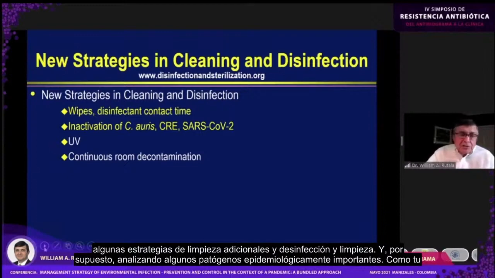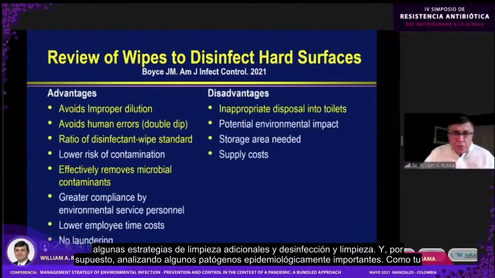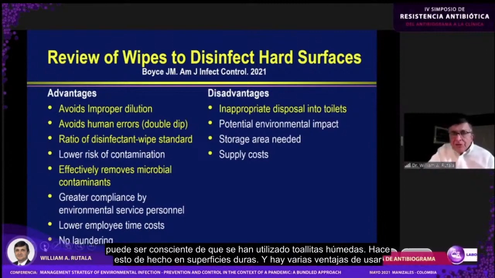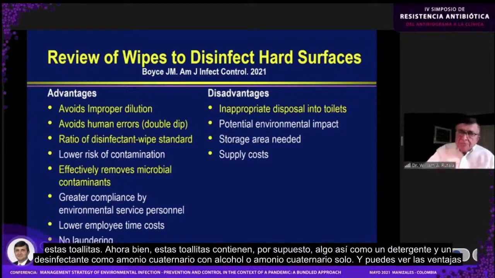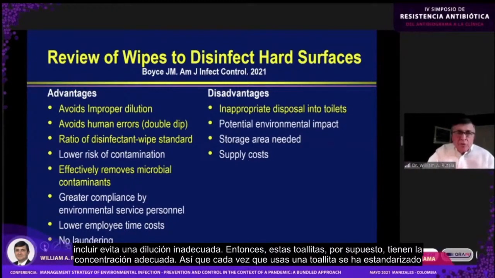The last thing I was going to mention is just a few additional cleaning strategies in disinfection and cleaning, and of course, looking at some epidemiologically important pathogens. As you may be aware, there has been a utilization of wipes to disinfect hard surfaces. And there are several advantages of using these wipes. Now, these wipes, of course, contain something like a detergent as well as a disinfectant like a quat with an alcohol, or a quat alone. And you can see the advantages include that it avoids improper dilution. So these wipes, of course, have the appropriate concentration.